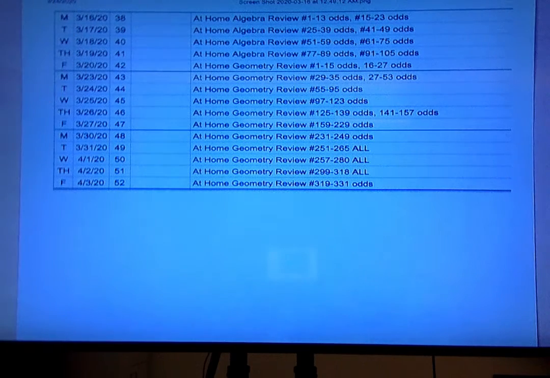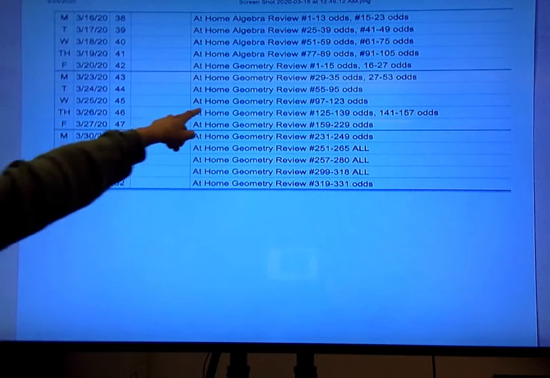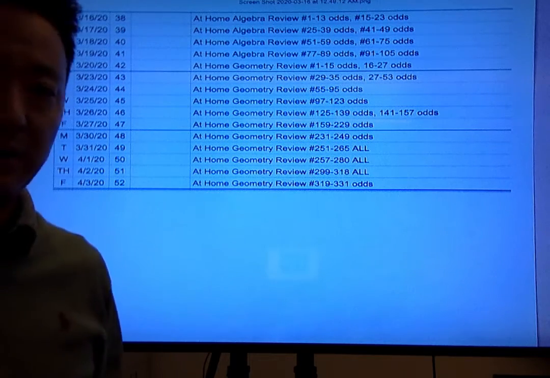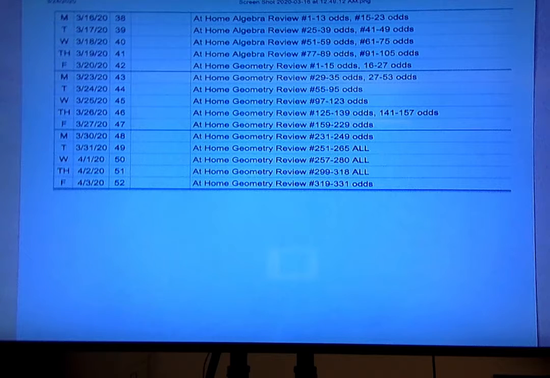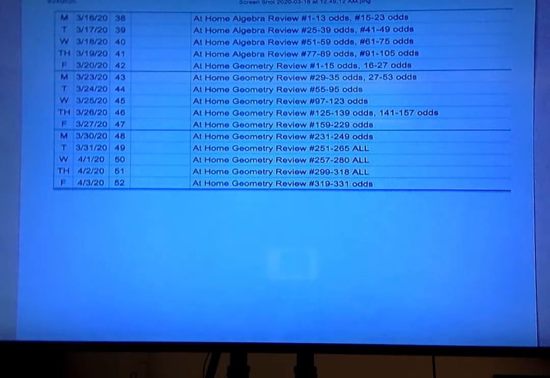Today we're going to go through some problems from Wednesday, lesson 45. You have to do homework problems 97 through 123. So let's go through some of the evens and do a demonstration and show you some solutions.